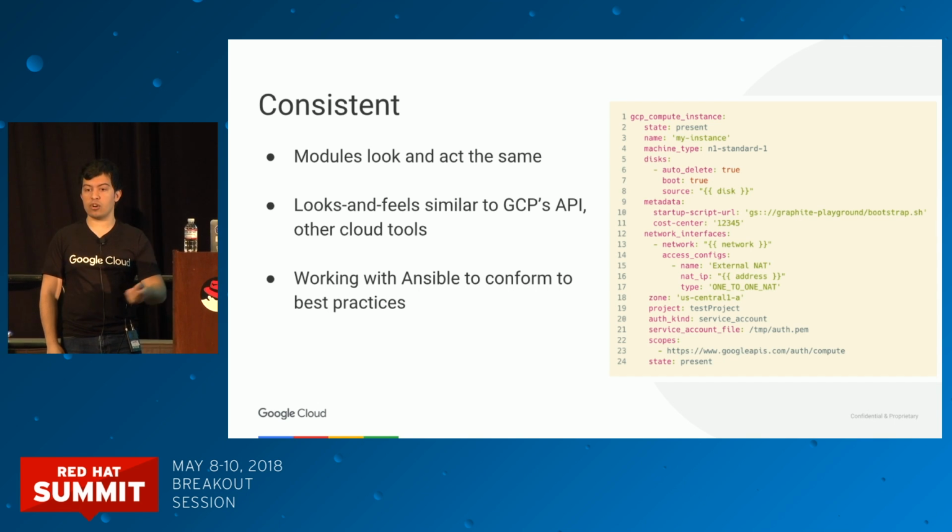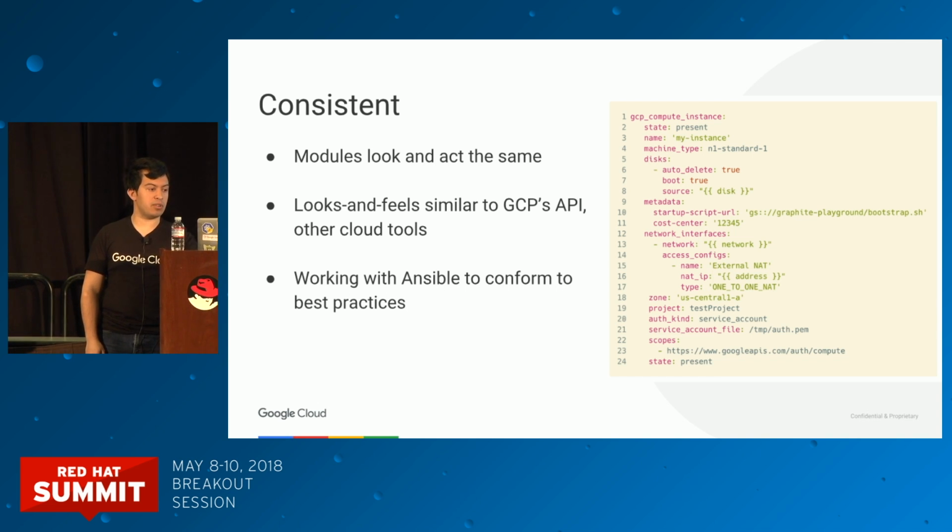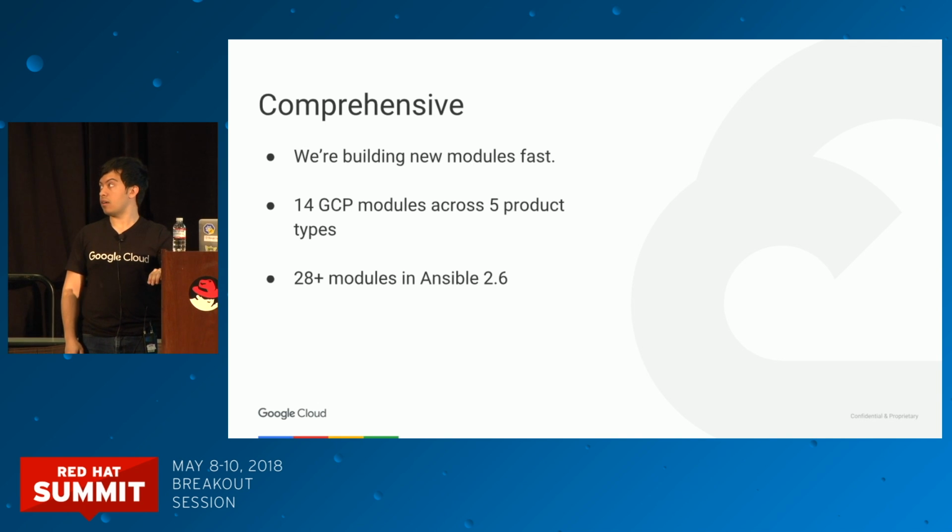And as Dylan was saying earlier, we've been working really closely with Ansible because we really want to get these modules right. We really want to make sure that the Ansible community knows how to use them because they've been conforming to best practices. We want to make sure that these modules are going to be able to stand the test of time. There's not going to be large API changes, large deprecations. We want to make sure that we get this right the first time around. And we just want to get the content out to you quicker.